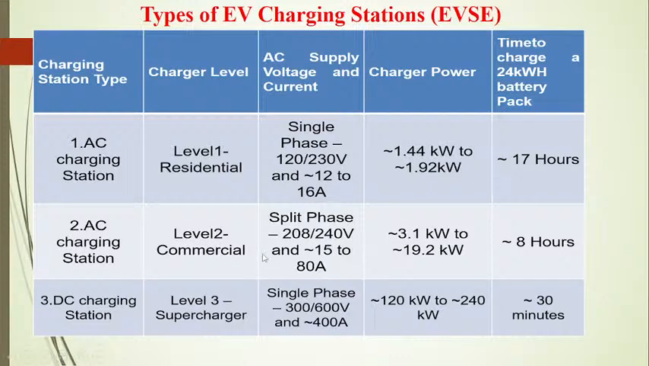In Level 2, voltage and current use a split phase. It has 240 volts and 80 amperes. Charging power is 3.1 kilowatts to 19.2 kilowatts. The charging time, compared to Level 1, is less; 8 hours will be taken. Coming to the DC charging station, it is a supercharger, single phase. It takes 300 to 600 volts, 400 amperes, and charging power of 120 kilowatts to 240 kilowatts. Time to charge is 30 minutes. DC charging is called a supercharger.